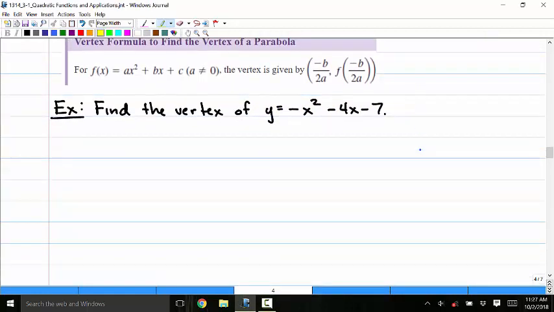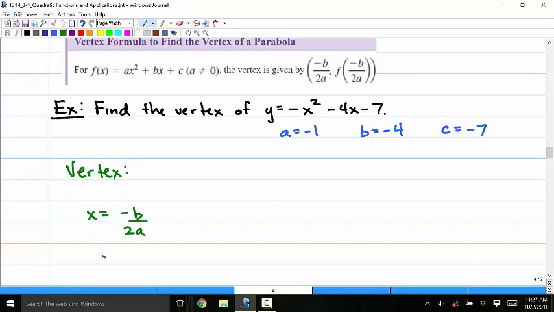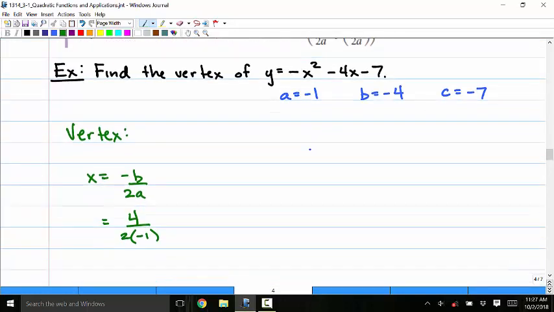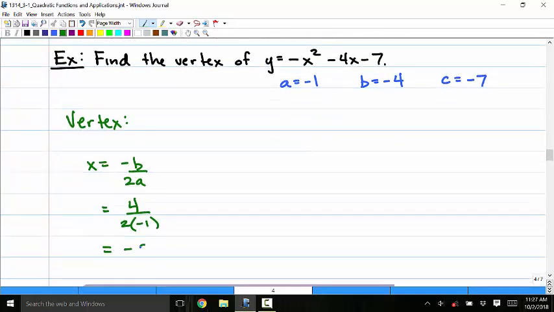Okay, here we go. What is A? A is negative 1. What is B? Negative 4. And what is C? Negative 7. So for my vertex, the x-coordinate is negative B over 2A. The opposite of B would be positive 4 over 2 times negative 1. So 4 over negative 2 is negative 2.